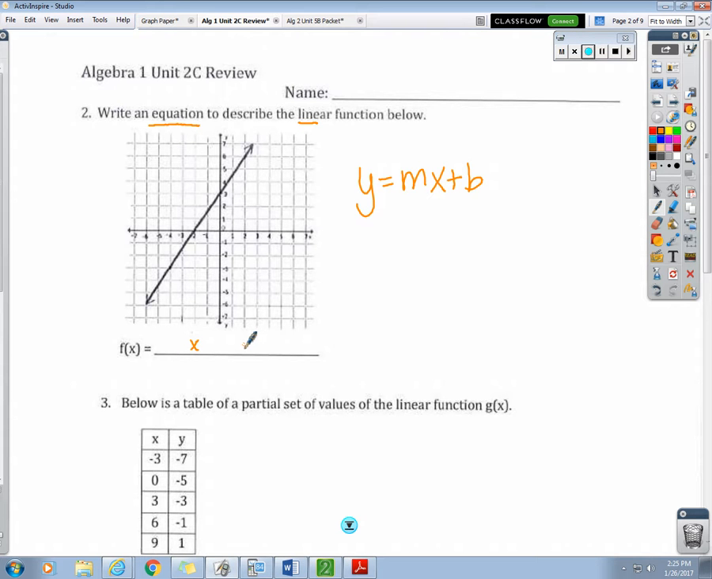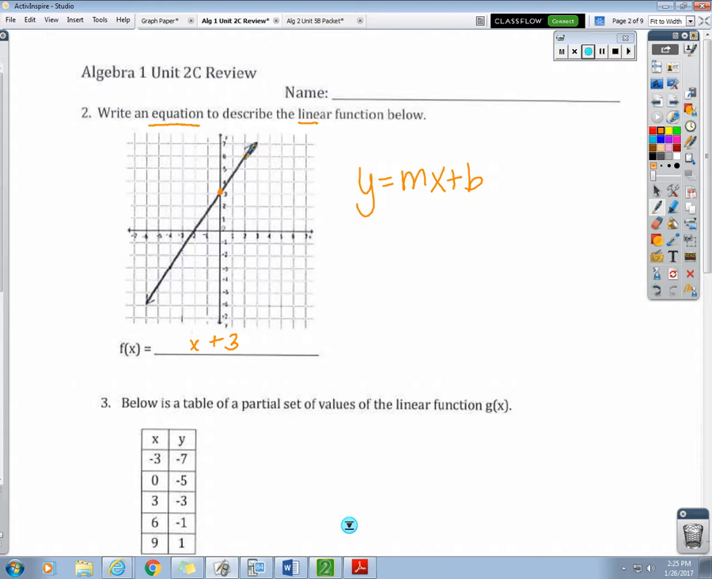What's the easiest to find? The b, which is the y-intercept. Where does this graph cross the y-axis? Positive 3. So your b is a positive 3. How do you now figure out the m? Pick 2 points. Now, the line doesn't give you the points. You have to figure out where they are.